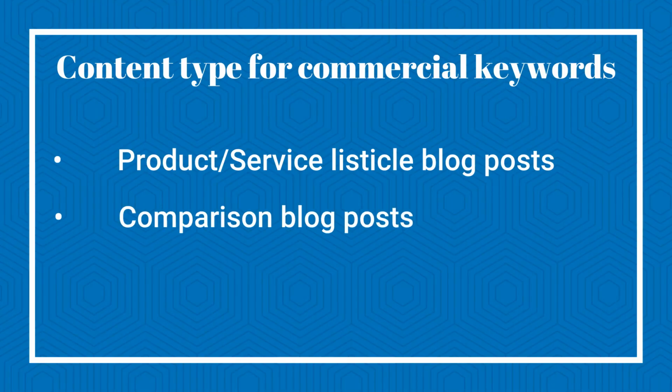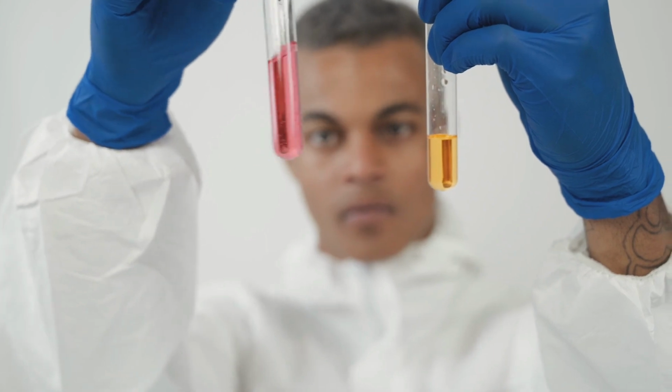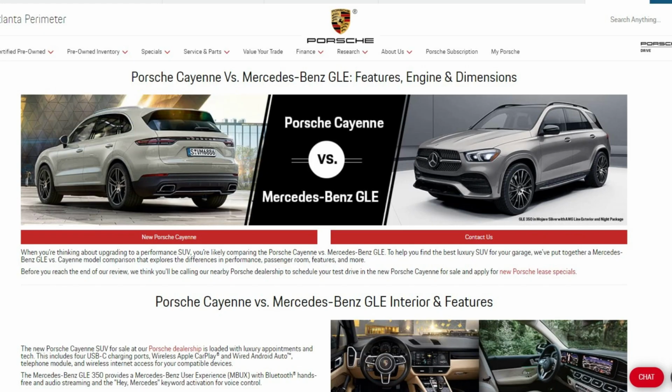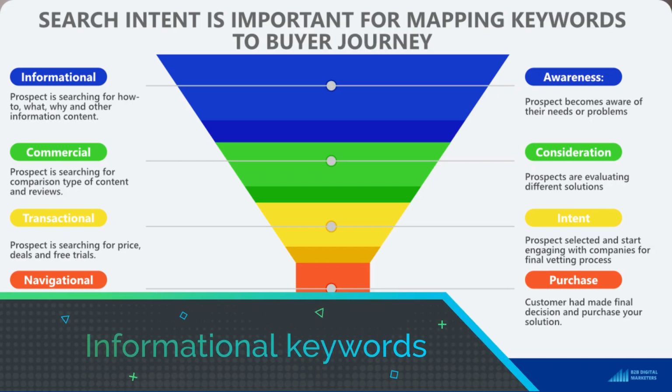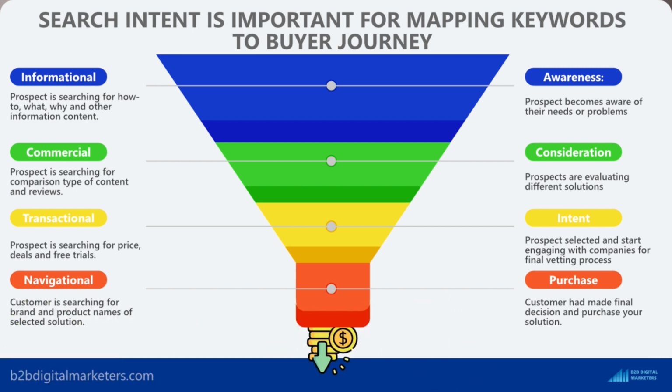Or comparison blog posts. These types of pages are only related to comparing certain products or services with each other. For example, Samsung versus iPhone, or Porsche Cayenne versus Mercedes GLE, etc. Informational keywords are used by buyers at the beginning of their journey. These keywords are used to target buyers at the top of the funnel stage and are used to drive awareness.